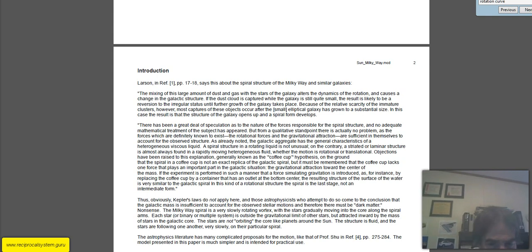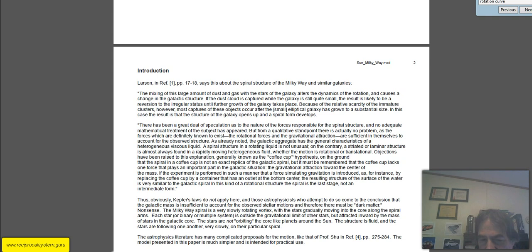Thus, and here I'm stating this in the paper, thus obviously Kepler's laws do not apply here, and those astrophysicists who attempt to do so come to the conclusion that the galactic mass is insufficient to account for the observed stellar motions, and therefore must be so-called dark matter. Nonsense. The Milky Way spiral is a very slowly rotating vortex with the stars gradually moving into the core along the spiral arms. Each star, or binary multiple system, is outside the gravitational limit of other stars, but attracted inward by the mass of stars in the galactic core. The stars are not, quote, orbiting the core like planets around the sun. The structure is fluid, and the stars are following one another very slowly on their particular spiral.